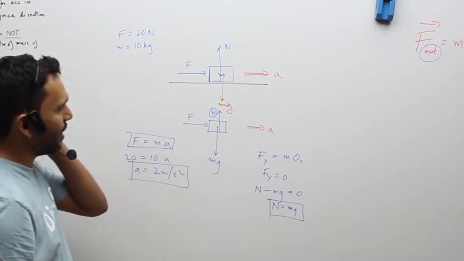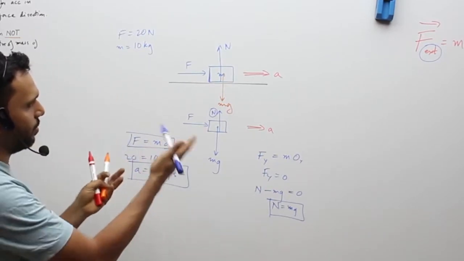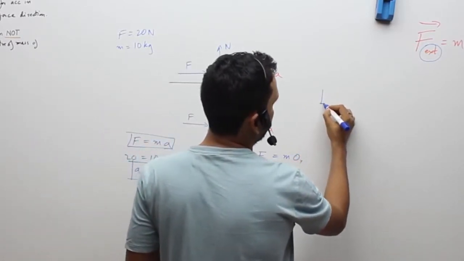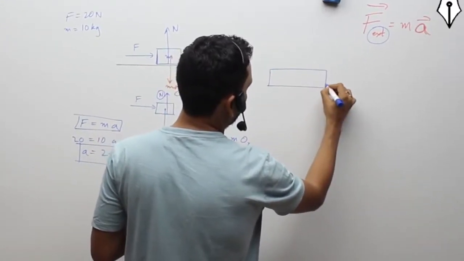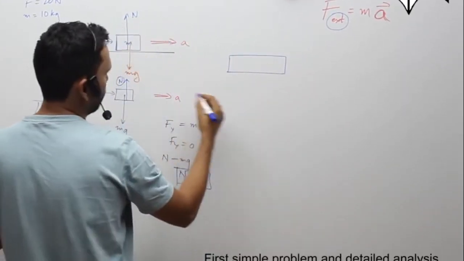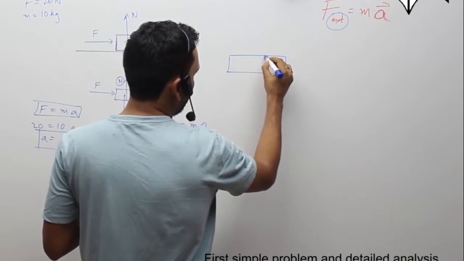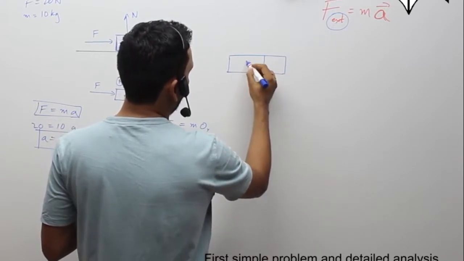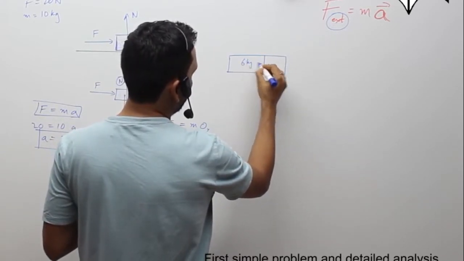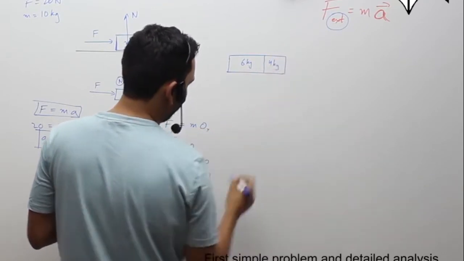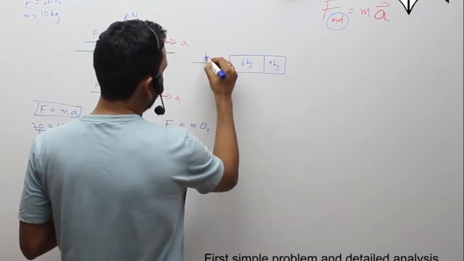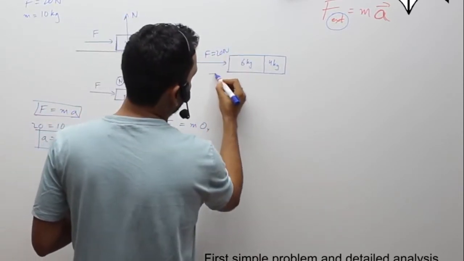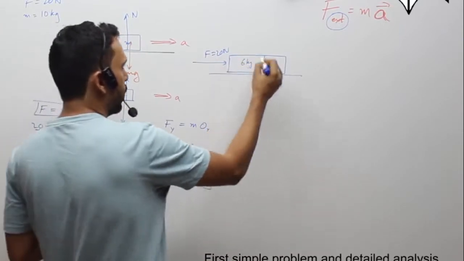But let me now go a bit ahead on the same thing, and then we'll see the use of the discussion. Say this mass was in fact earlier two pieces. One was say 6 kg and the other was 4 kg. And you were pushing it with F, which was equal to 20 Newton. Now I have to study these two masses separately.